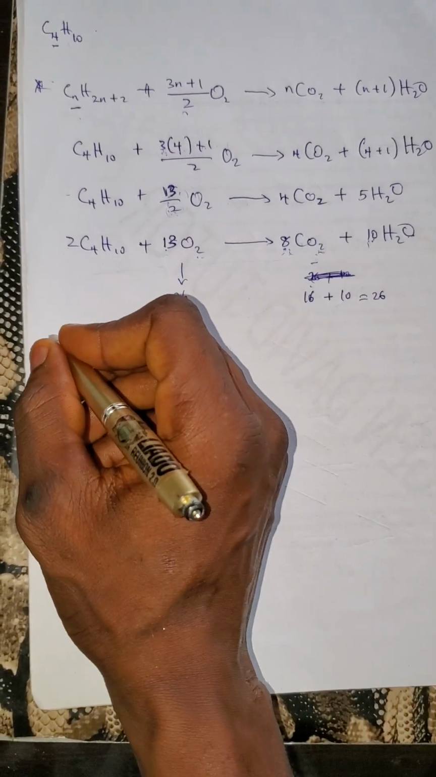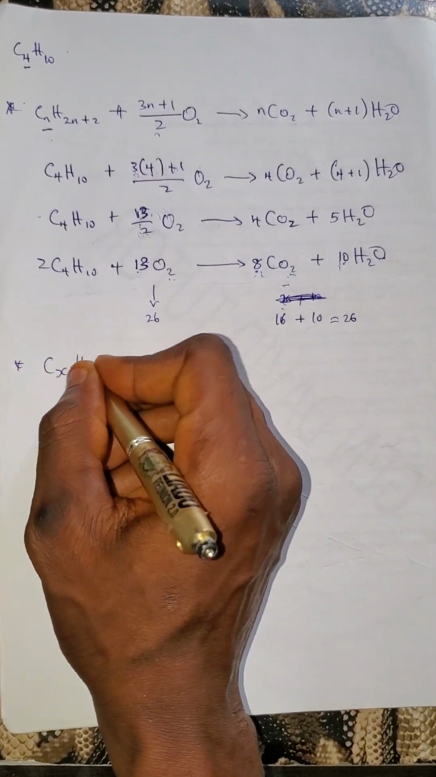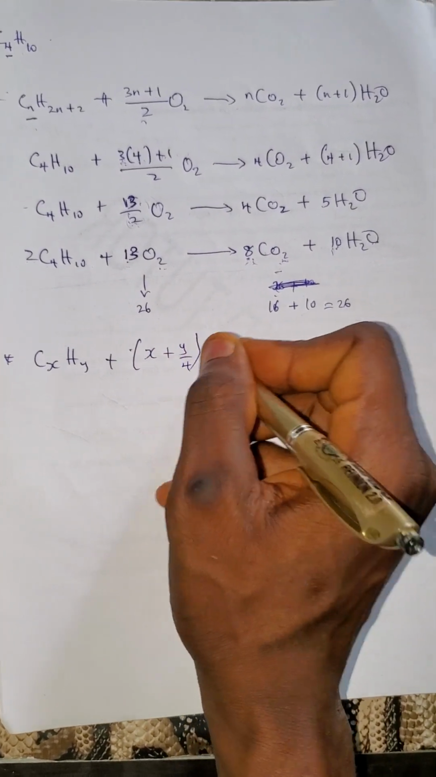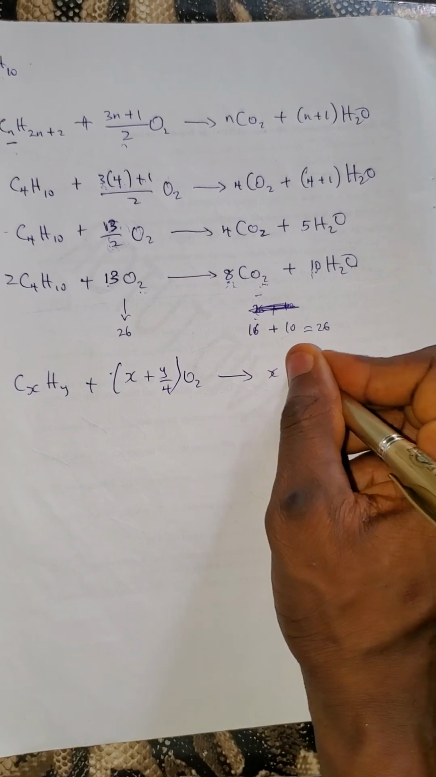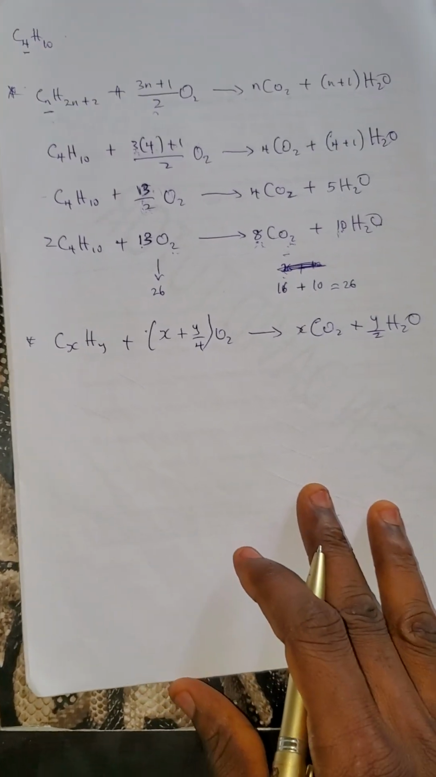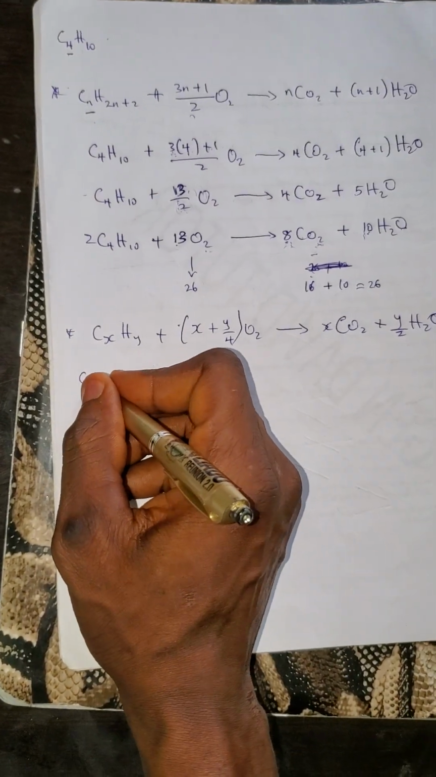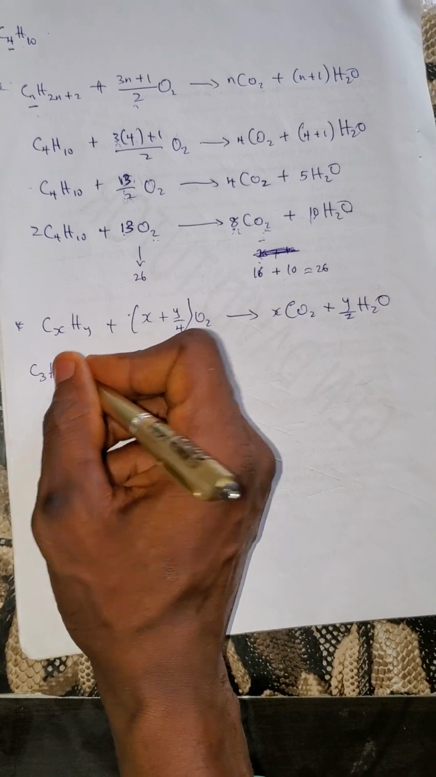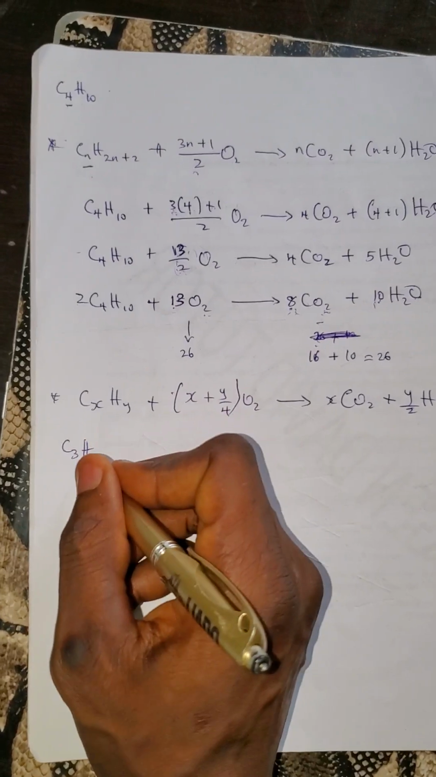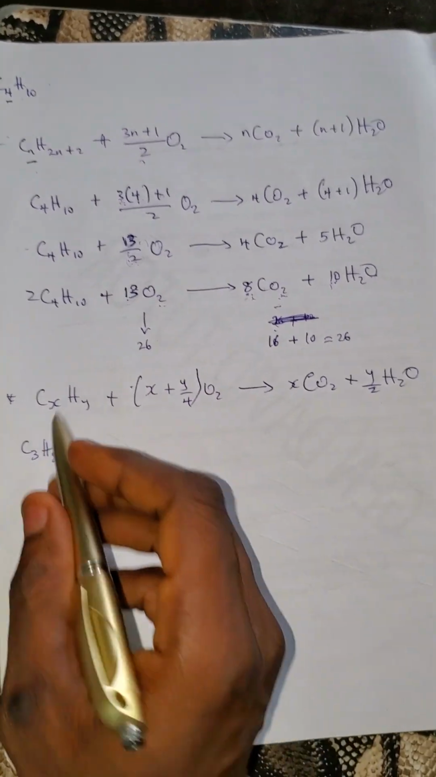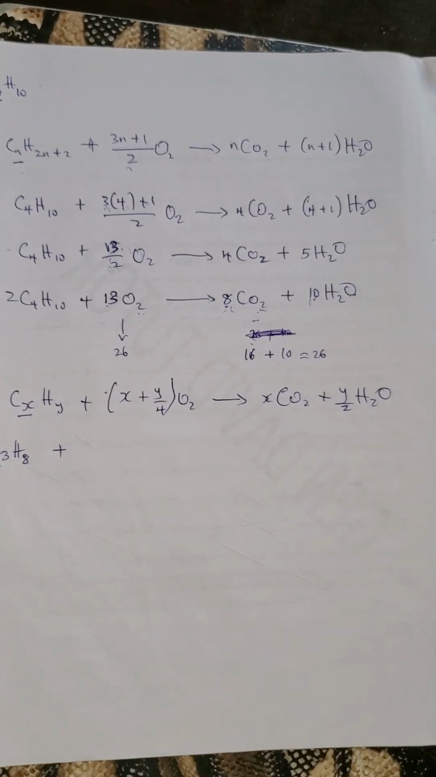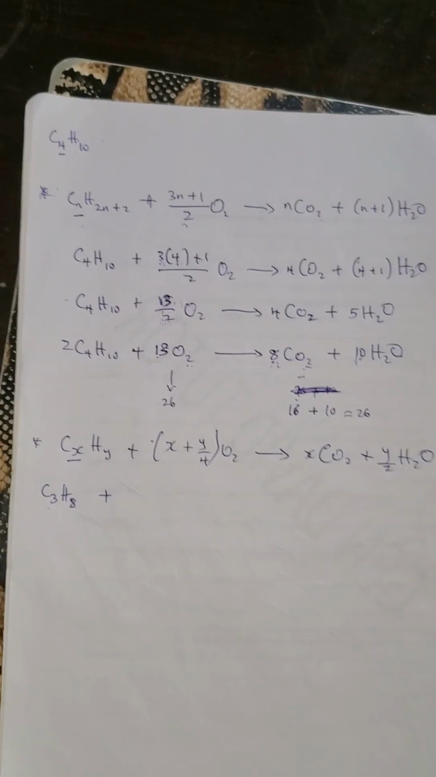Now let us use the second formula, which is CxHy plus (x plus y over 4) O2 to give us xCO2 plus y over 2 H2O. Now if you check this very well, let's balance C3H. C3 times 2, that's 6, plus 2, that's 8. Now you observe that our x is 3, then our y is what? Our y is 8.